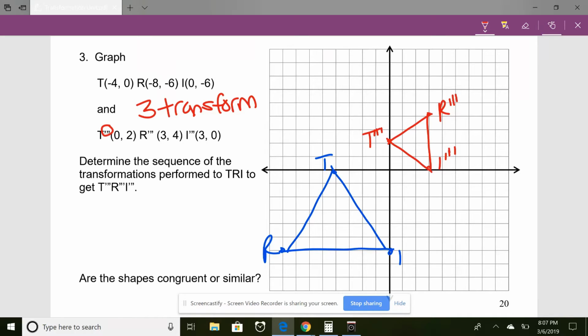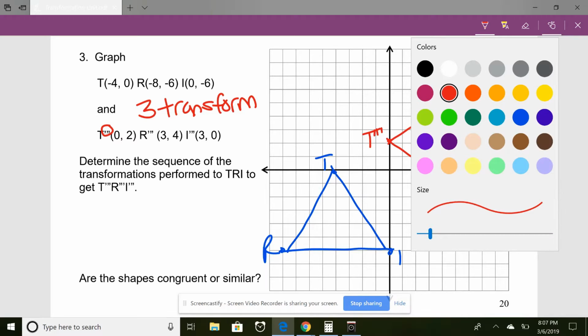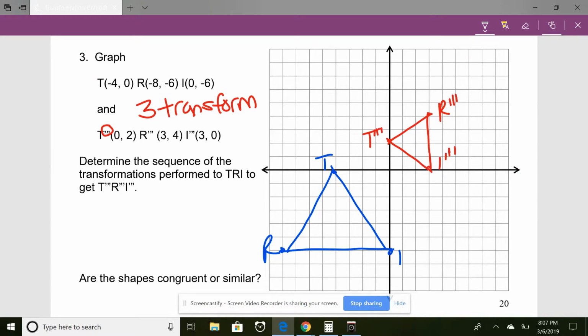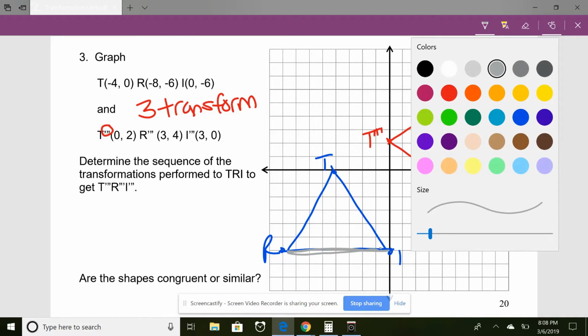Automatically, I can tell the triangles are not the same size. If I take a look at my RI, how many boxes? 1, 2, 3, 4, 5, 6, 7, 8 boxes. So there's 8 boxes in between this RI, and there's 4 boxes between this RI. So automatically, one transformation that is done, it is dilated.